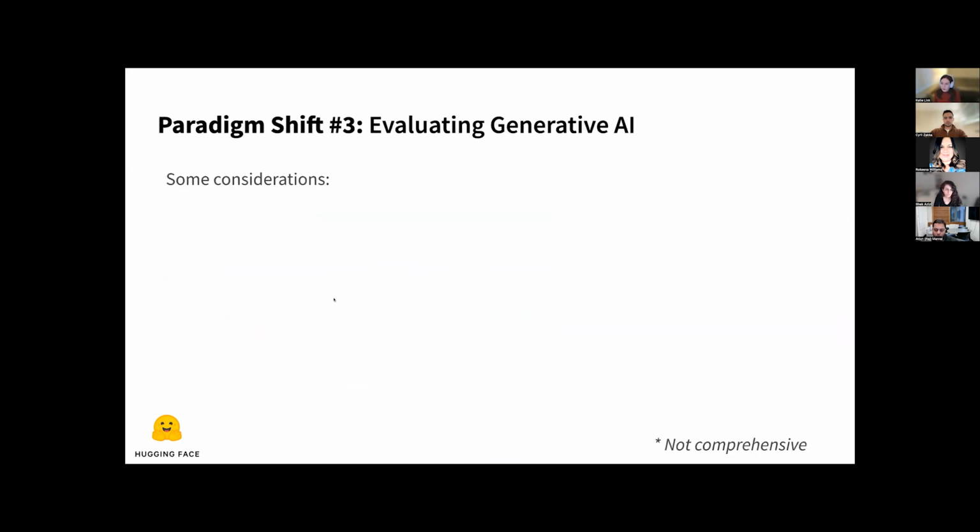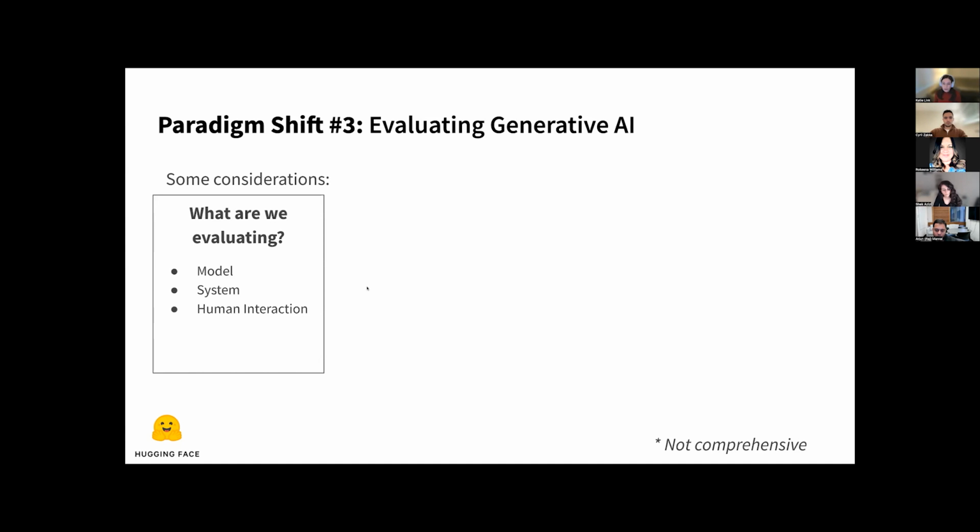And so if we're thinking about ways that we can evaluate these generative AI models, like I said, we usually have been using USMLE, but is that the right method for us to really see if these could be used within medical contexts? There are some considerations we can think about. One is, what are we evaluating? As I mentioned, you can think about evaluating the model, the systems around the model, as well as human interaction, such as prompt engineering or automation bias.